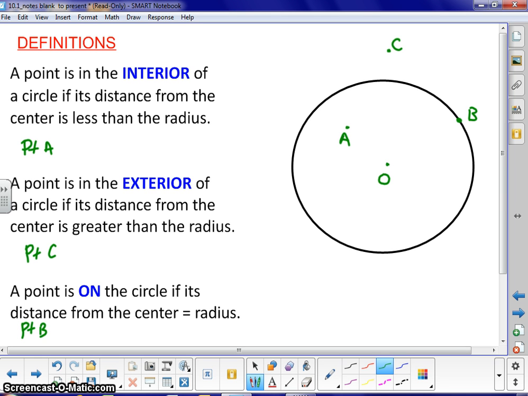Okay, now each one of these comes with a special formula. For example, if it is on the circle, again review, you may have heard the standard form of a circle, which is (x - h)^2 + (y - k)^2 = r^2. And the h and k represent the center of the circle.